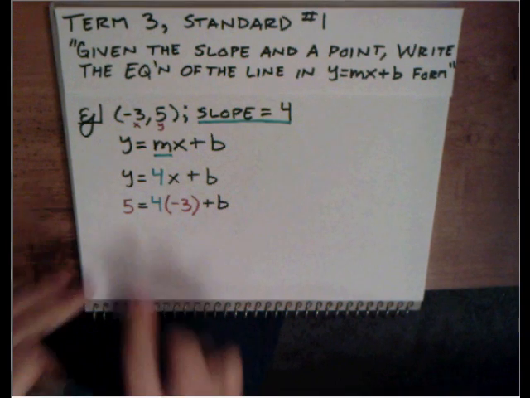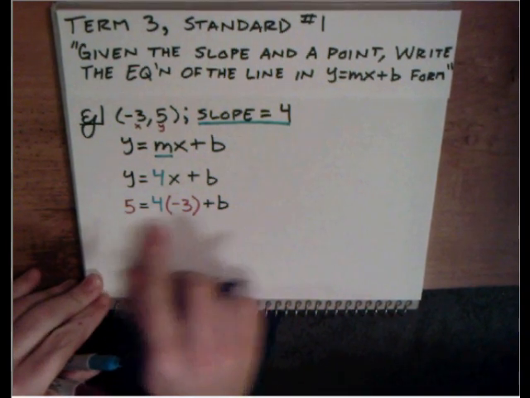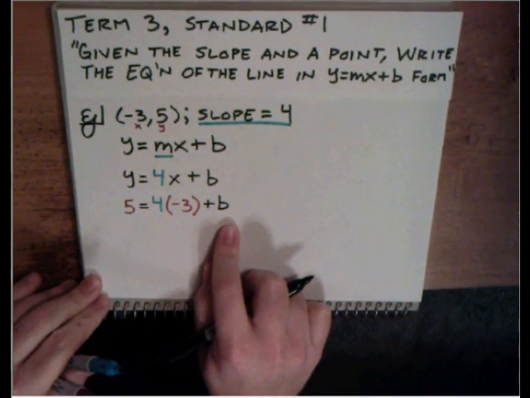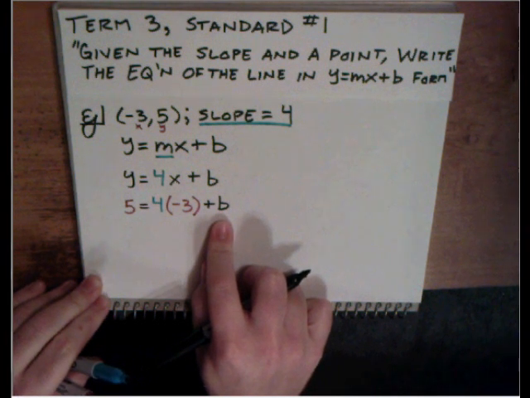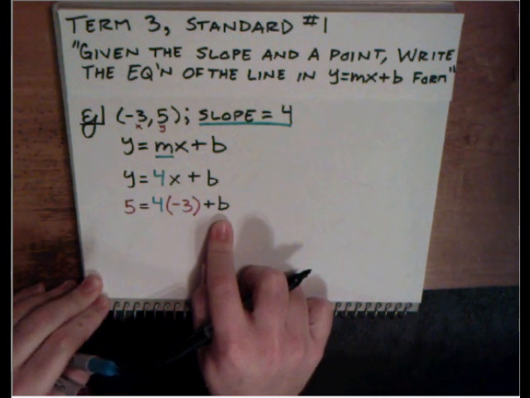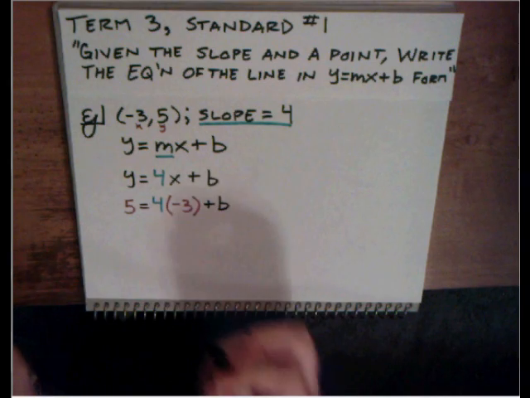So there we go. What you notice is at this point, we no longer have x and y and b as variables, we just have b. So what we need to do now is just solve for b and find out what that number is. So that's not too bad.